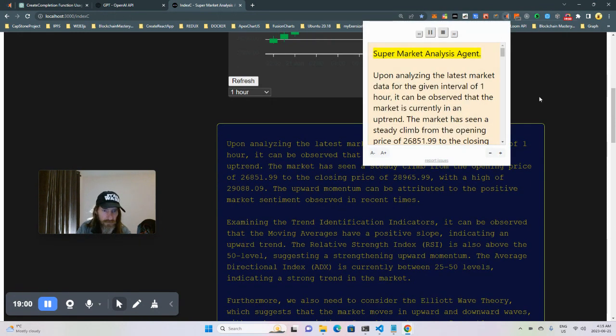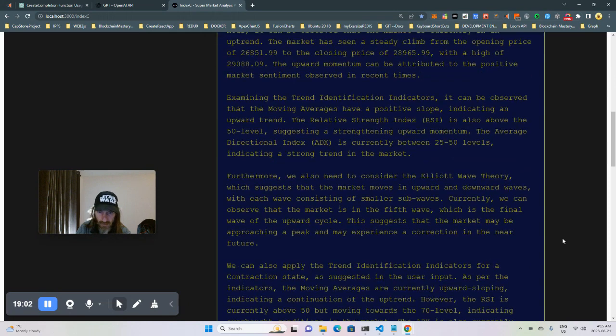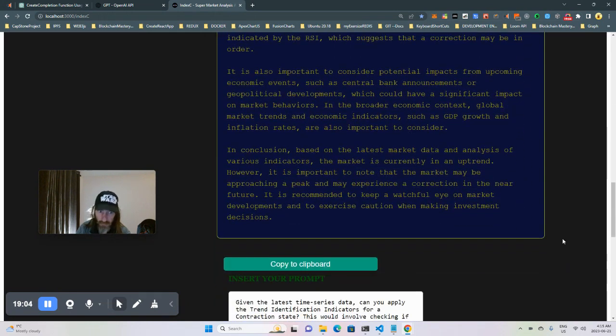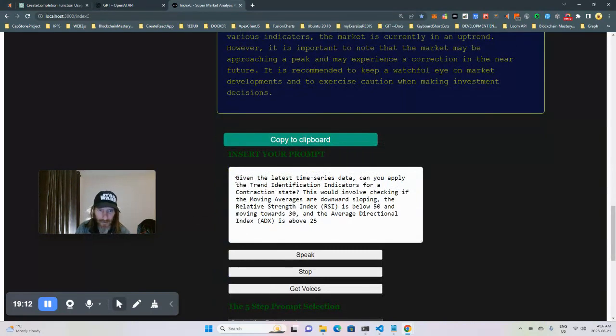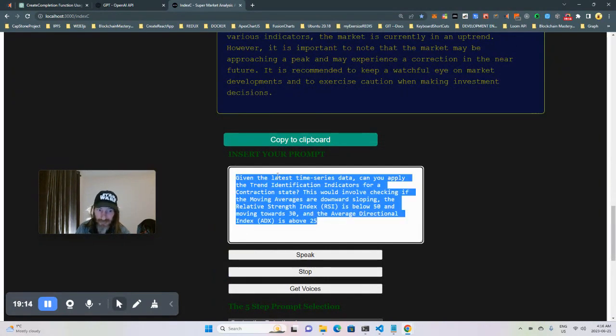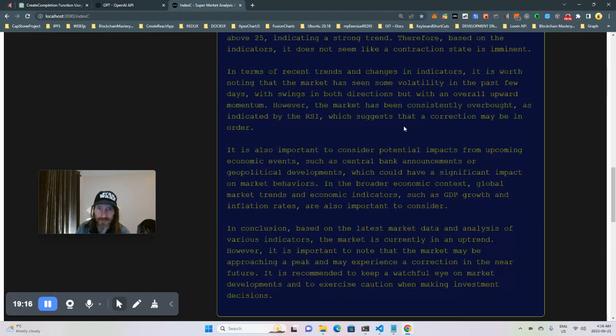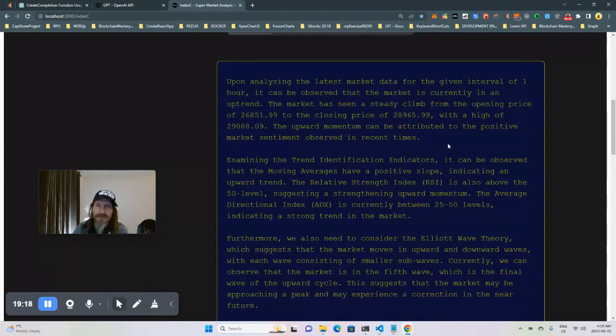Market analysis agent. Upon analyzing the latest market data for the given interval of 1 hour, it can be observed that the market is currently in an uptrend. The market has seen a steady climb from the opening price of 26,851.99 to the closing price of 28,965.99, with a high of 29,088.09. The upward momentum can be attributed to the positive market sentiment observed in recent times.